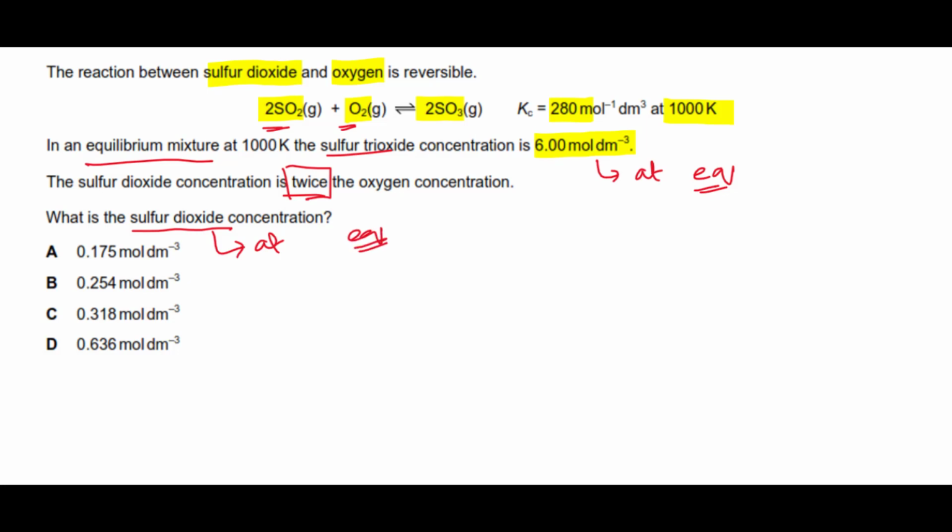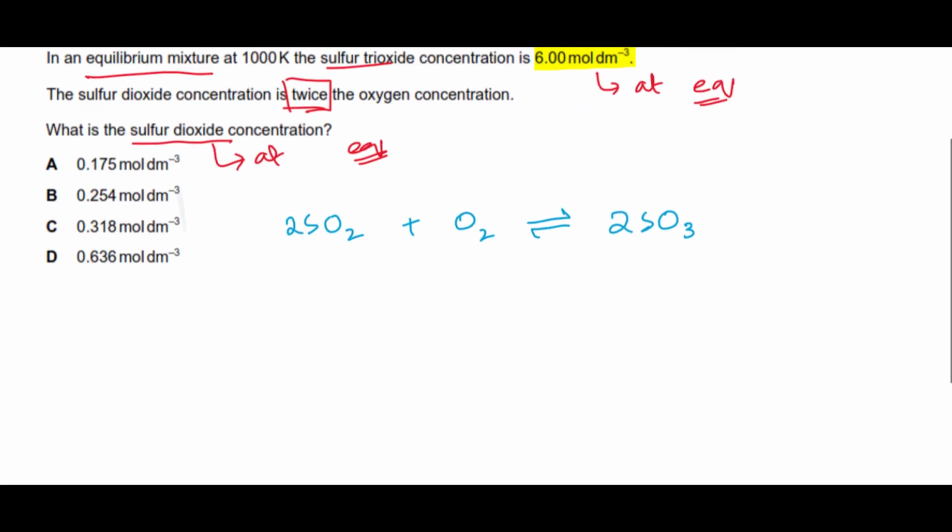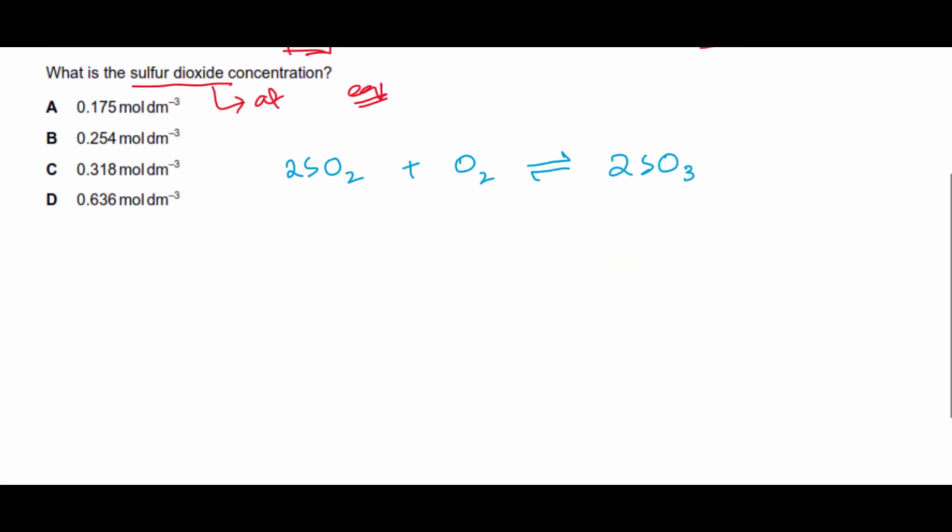Okay, so let's just write the equation first. We have 2 moles of sulfur dioxide reacting with 1 mole of oxygen in an equilibrium reaction to give 2 moles of sulfur trioxide. They have just given us the concentration of sulfur trioxide at equilibrium, that is 6 moles per dm cube. So we just solve the question with that information. We are writing the concentrations at equilibrium.